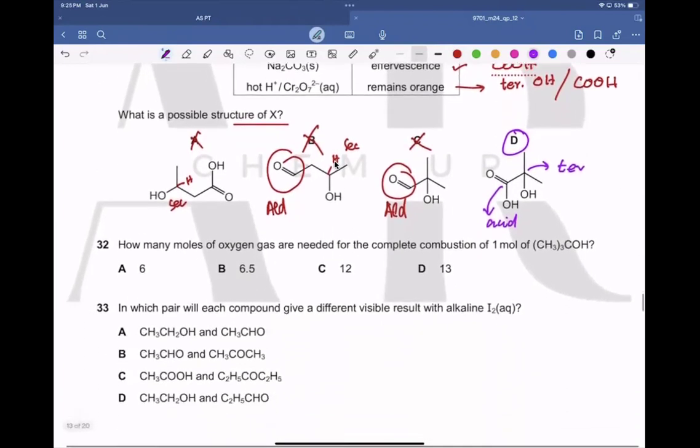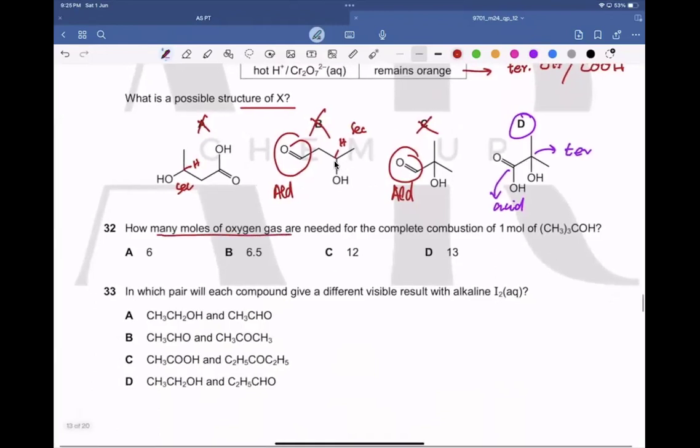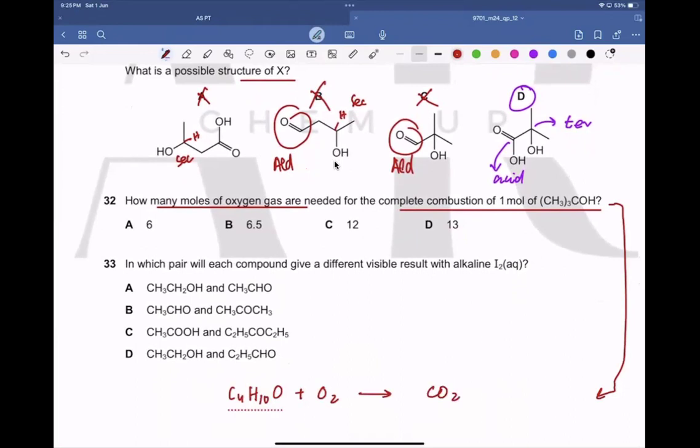Is this clear? Now question number 32. How many moles of oxygen gas are needed for complete combustion of 1 mole of this? If you look at the formula, it is C4H10. With the oxygen gas for a complete combustion, we get carbon dioxide and we get water. So there are 4 moles of carbon dioxide and there are 5 moles of water.